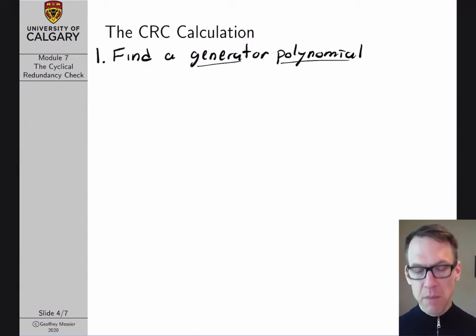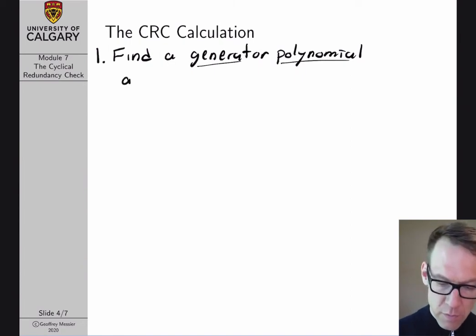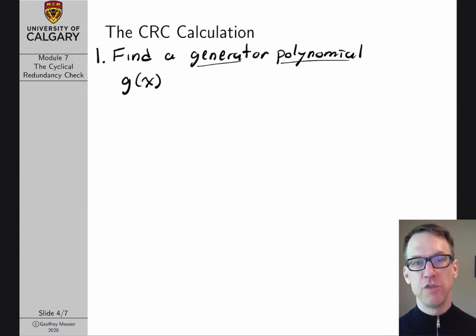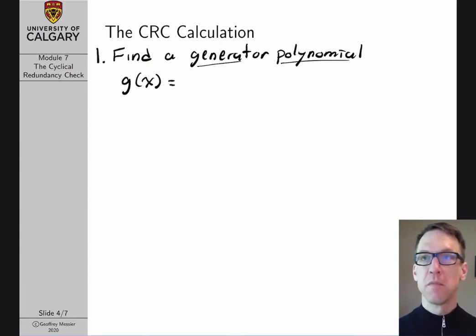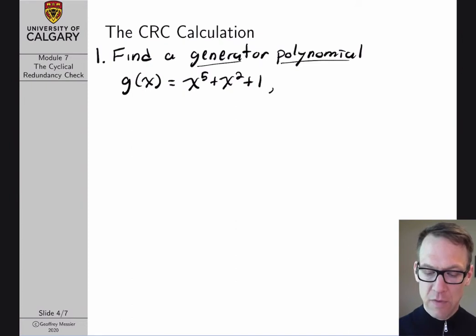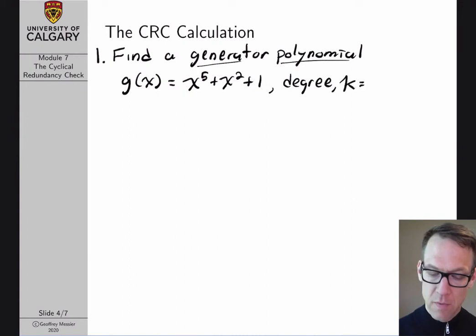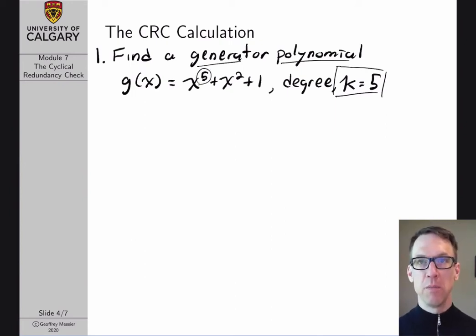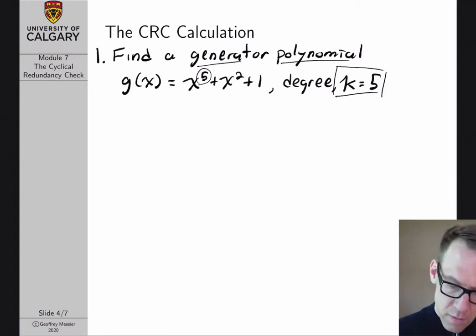The example polynomial that I'm going to use comes from the USB standard, and we represent it by the letter G for generator. It's equal to x to the fifth plus x squared plus 1, and we would say that its degree, k, is equal to 5, because 5 is the value of the highest order exponent in the polynomial.